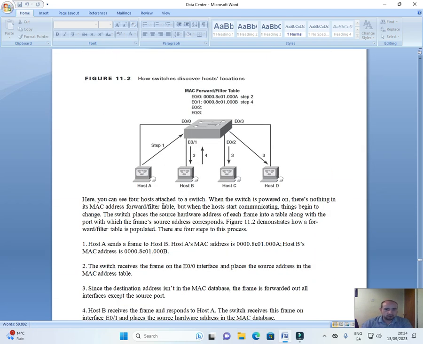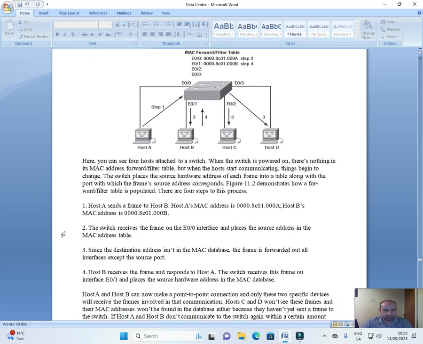Here you can see four hosts attached to a switch. When the switch is powered on, there's nothing in its MAC address forward filter table. But when the hosts start communicating, things begin to change. The switch places the source hardware address of each frame into a table along with the port which the frame's source address corresponds to. Figure 11.2 demonstrates how a forward filter table is populated.